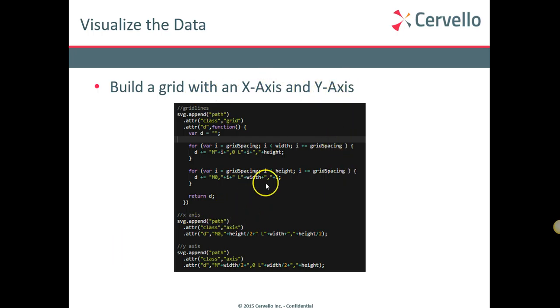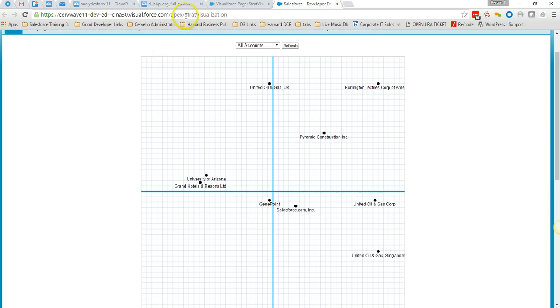So let me just jump over to the visualization so folks can see. So here's my Visualforce page, Strat visualization, and you can see that different companies fall into different categories in this grid. So the first thing we're going to do is we're going to build a grid. We're going to add y-axes and x-axes to it.